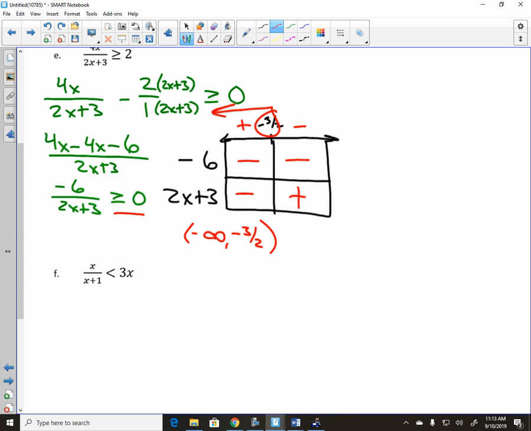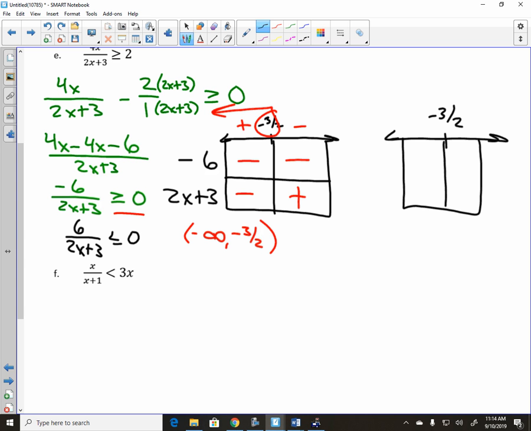Can I show you one other way to do the same problem that I think is actually a little bit easier? Not a lot easier, just a little bit easier. I don't like the negative, so I multiply through by negative 1. And when I multiply through by negative 1, what do I have to do? Switch the sign. And when I go through this process and I list negative 3 halves, I divide it into 2 parts. I don't have to list both 6 and 2x plus 3, because 6 is always positive. And positives don't make a difference, do they? So I just have 2x plus 3.